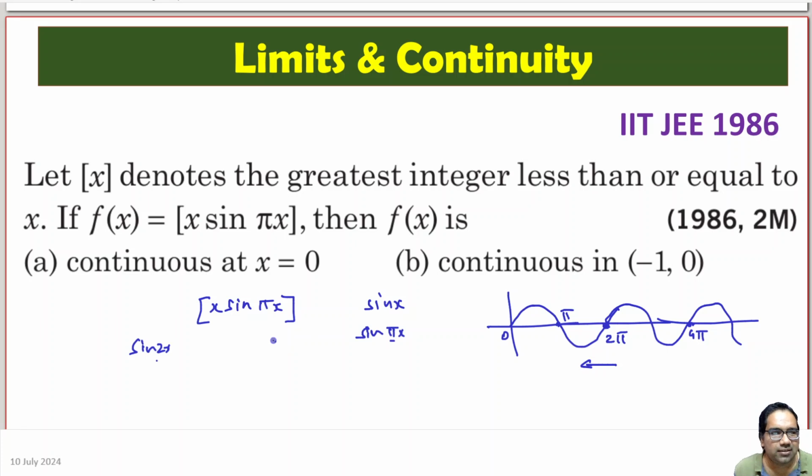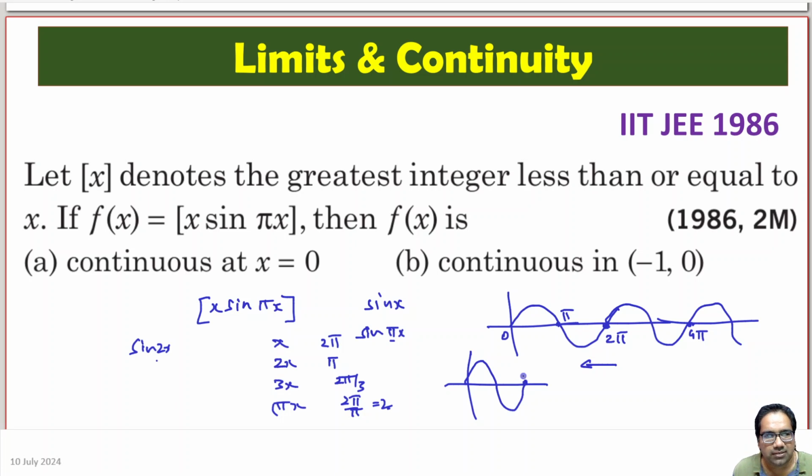Now sin x, if it is x, the period is 2 pi. If it is 2x, the period is pi, because 2 pi by 2 is pi. If it is 3x, then 2 pi by 3. Similarly, if it is pi x, it should be 2 pi by pi, which is equal to 2. So sin pi x is a graph that will repeat itself after every 2 units. It looks exactly the same, but instead of 2 pi, it is 2. This is 1, this is 3, this is 4. It repeats itself after every 2 units.